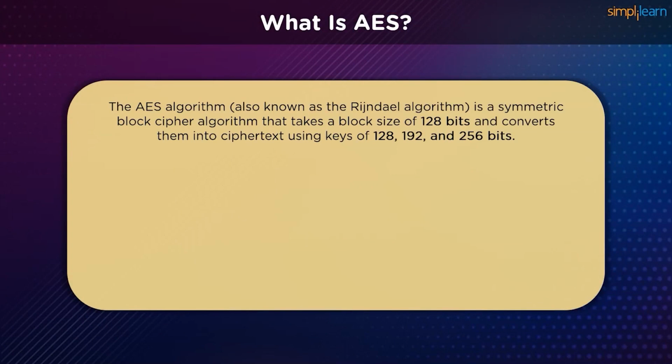The AES algorithm, also known as the Rijndael algorithm, is a symmetric block cipher with a block size of 128 bits. It is converted into ciphertext using keys of 128, 192, or 256 bits. It is implemented in software and hardware throughout the world to encrypt sensitive data.